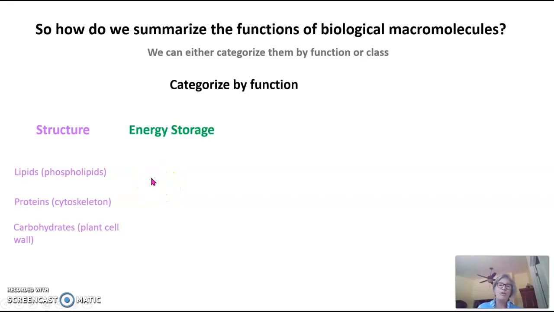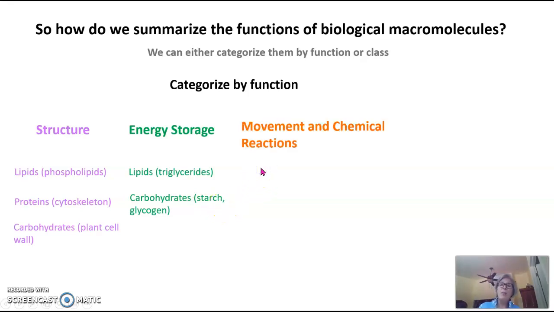If we look at the function of energy storage, we have lipids, triglycerides are able to store energy, and we have carbohydrates, starch and glycogen can store energy. Again, these are polysaccharide carbohydrates. What about movement and chemical reactions? Well, that's the job of proteins. And then finally, information storage, that is the job of nucleic acids.